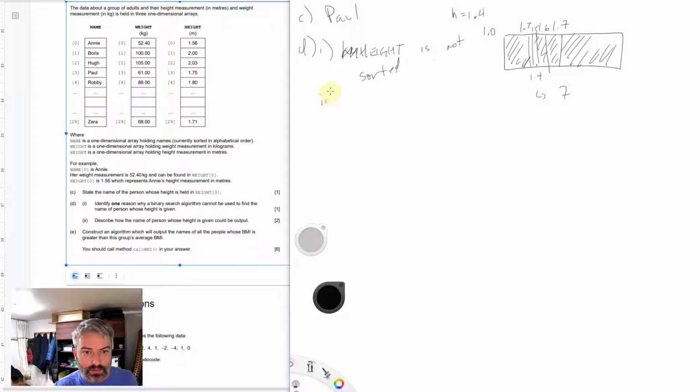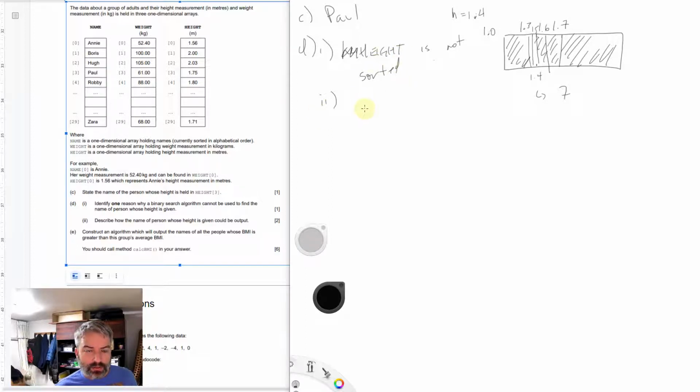Okay, D2. Describe how the name of the person whose height is given could be output. So basically all you would do, describe how the name of the person whose height is given. Okay, so if you're given a height, oh, I see. So they're basically asking, if you were given a height, how would you find the name of the person?